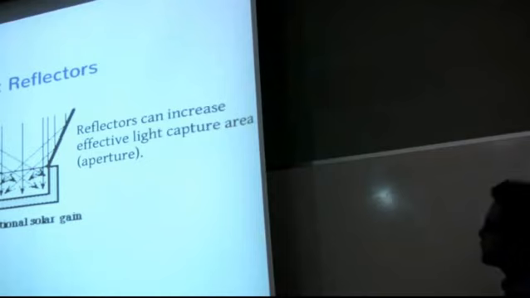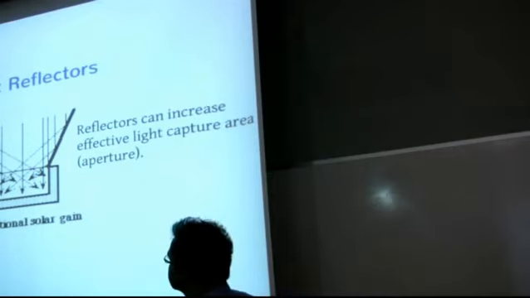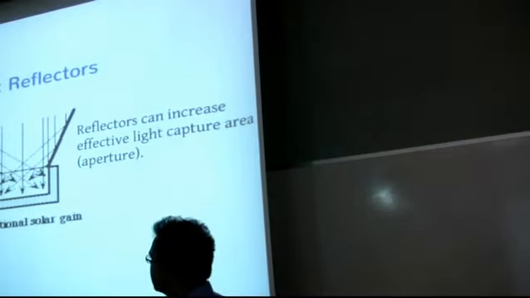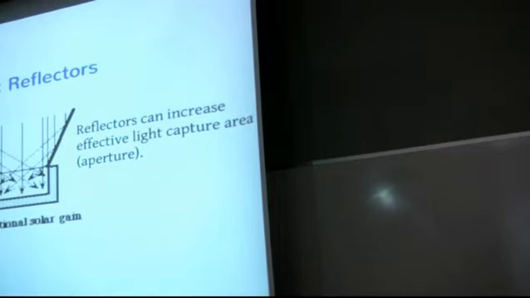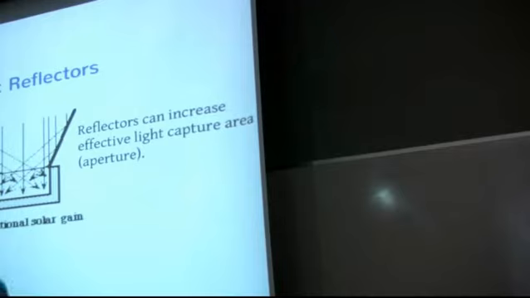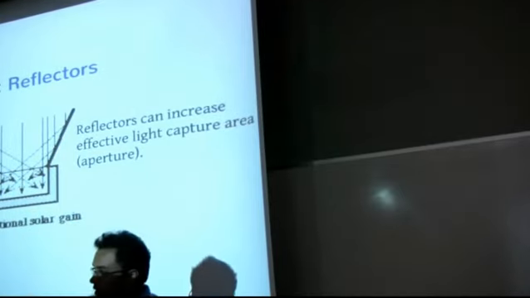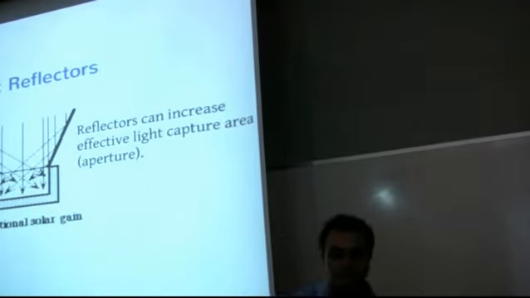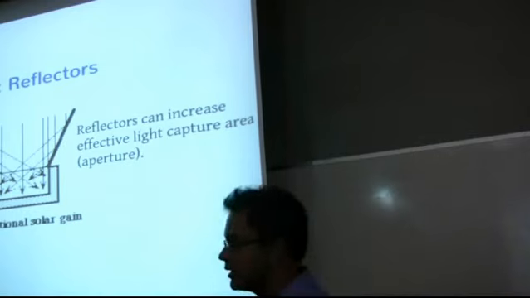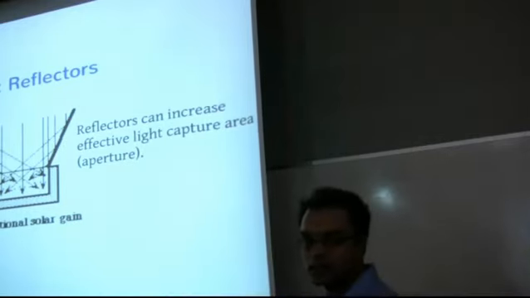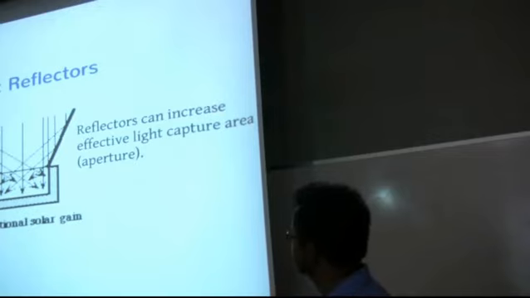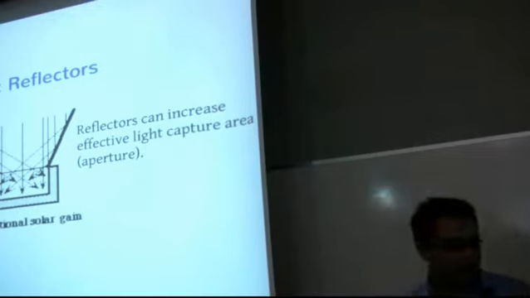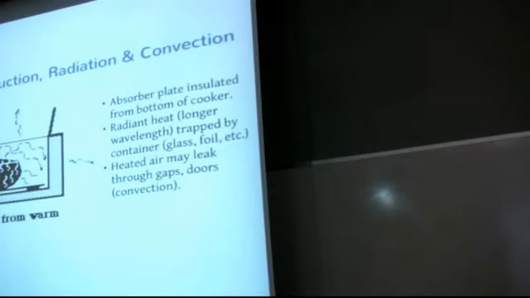So the other important part in heat gain is reflectors, as we saw in the videos. You can have a reflector on one side, which reflects the light in the morning, or on two sides, which collects more of the light. Basically, what the reflector does is increase the aperture area. And we'll talk about this primarily when we talk about optical design. So again, that's an important criterion when we think about optical heat gain.